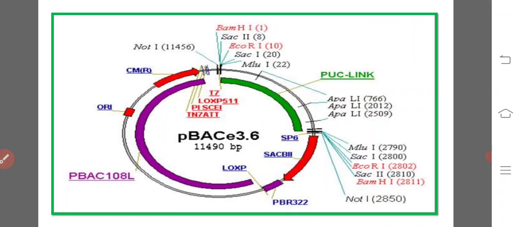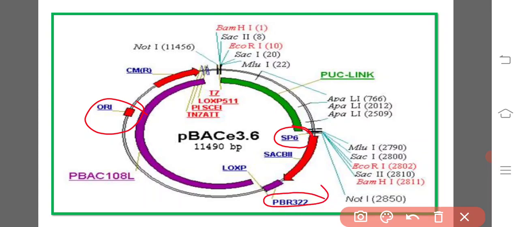So this is the pBAC. This is the oriS, and here SP6, and this is the site of the pBR322, and this is the pUC link and the sites of different restriction endonuclease enzymes.